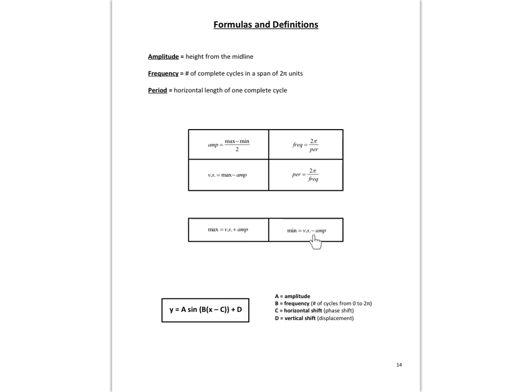Your max and min, we did use these formulas in the last video. Okay, the max is the vertical shift plus the amplitude, and the minimum is the same thing, but we're subtracting the amplitude instead. And then this right here tells us the setup of any sine or cosine curve.